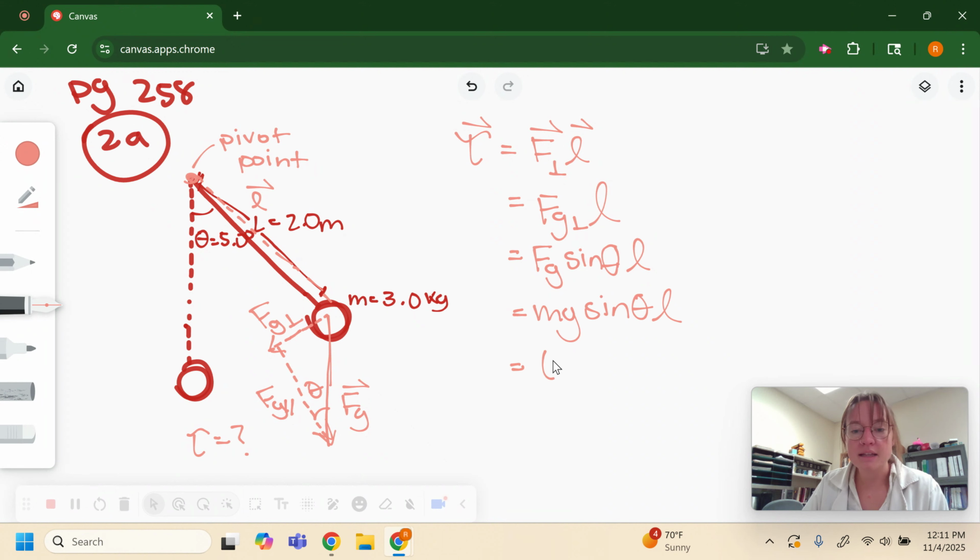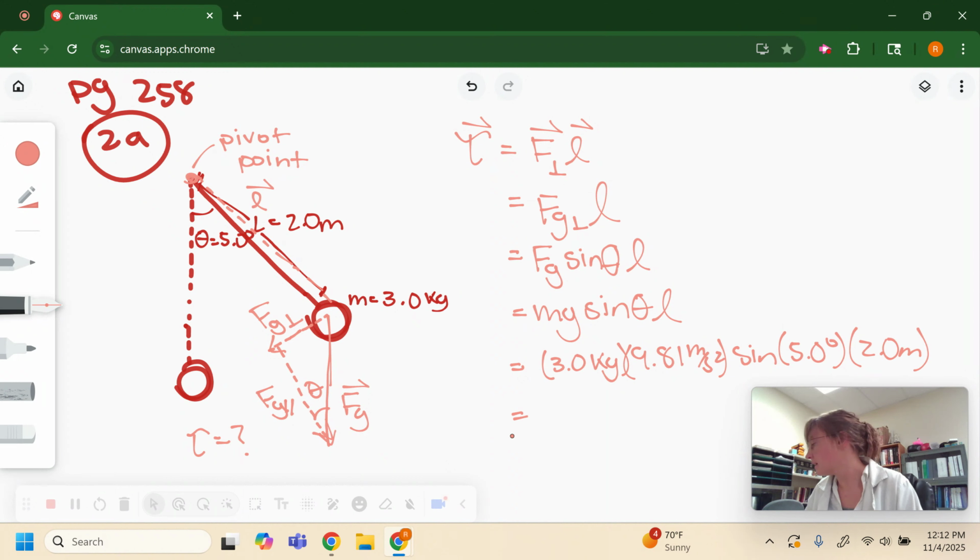The mass of my little pendulum bob here is 3.0 kilograms. G, we know deep down in our hearts, is 9.81 meters per second squared. We know that theta is 5.0 degrees. And then finally, the length is 2.0 meters. Plug that into your calculator, and you would get something like, oh gosh, I don't really know actually, 5.1 newton meters, or newtons times meters. And there's your final answer.